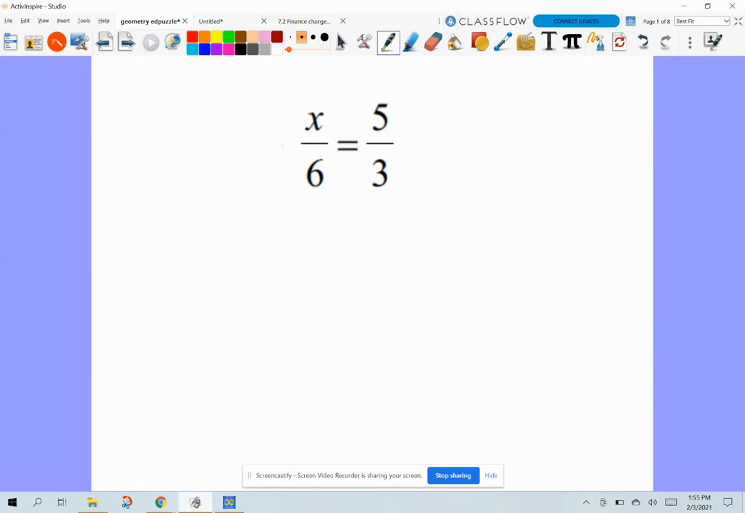Okay, so I'm putting this Edpuzzle together as kind of a unit review. We're approaching the end of the unit. Actually, we've completed all the material for the unit.